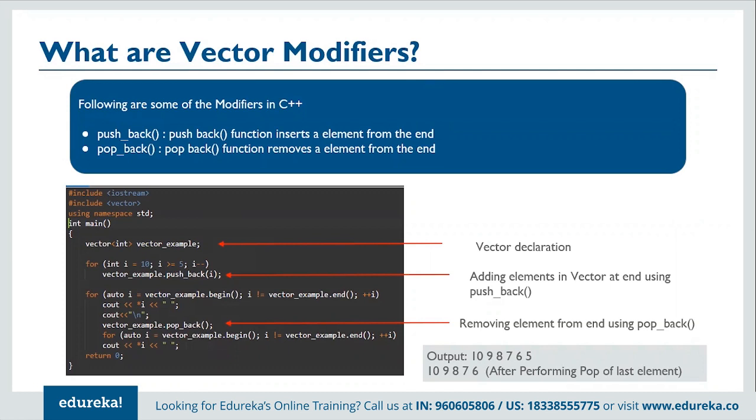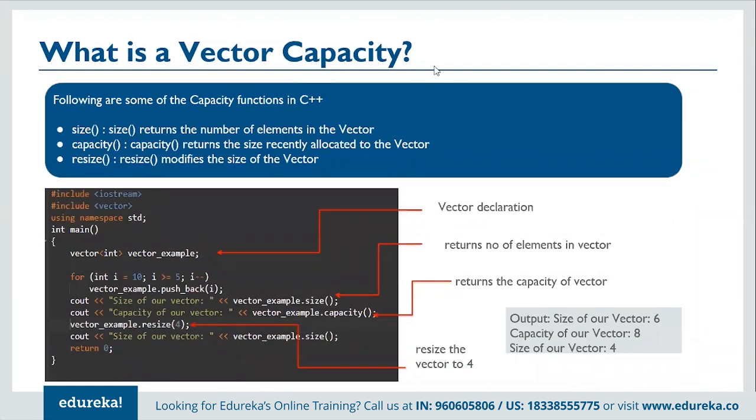Moving on, we will look at some capacity functions. So what are capacity functions? As you can see in the slide, we have size, we have capacity, and we have the resize function. Size returns the number of elements present in the current vector. Capacity returns the size currently allocated to the vector. And then you also have the option to resize it.